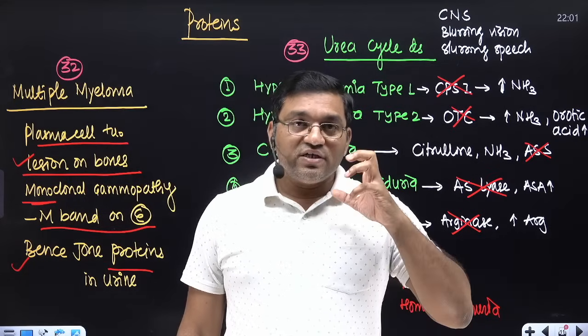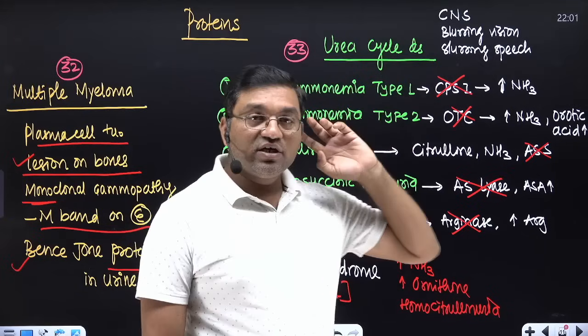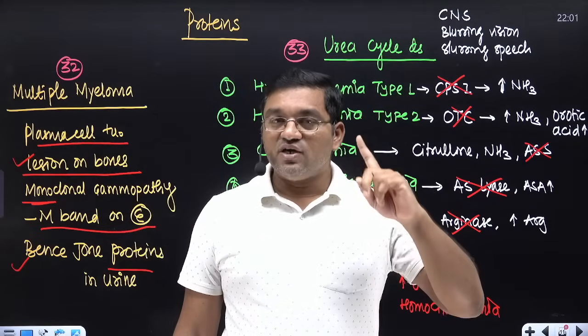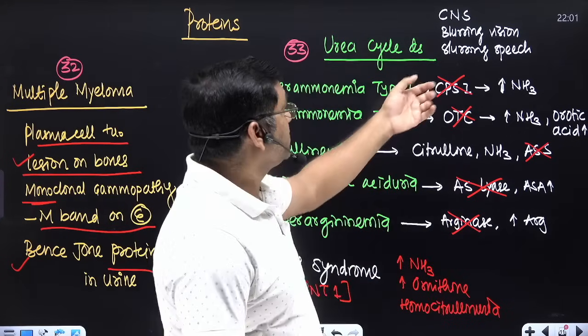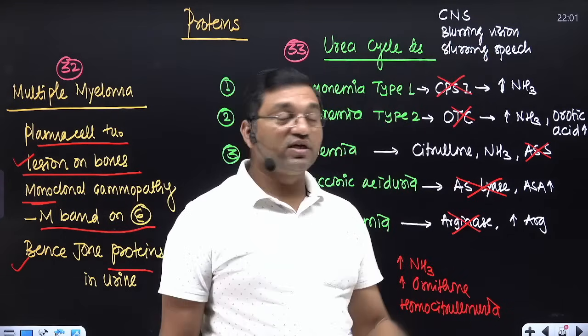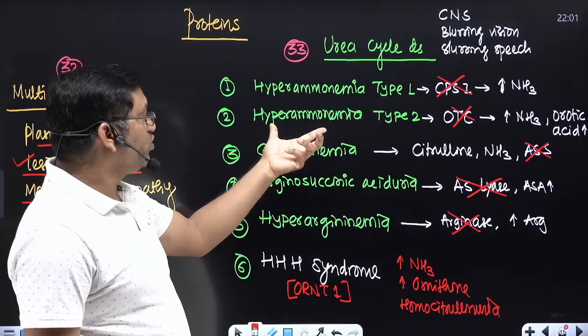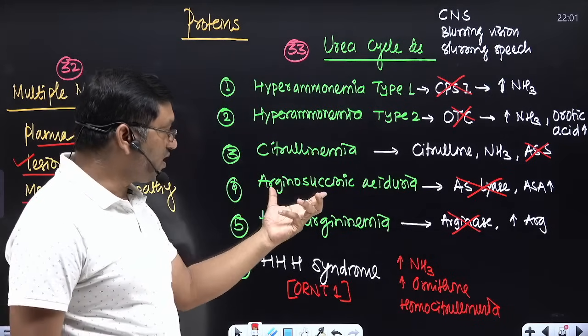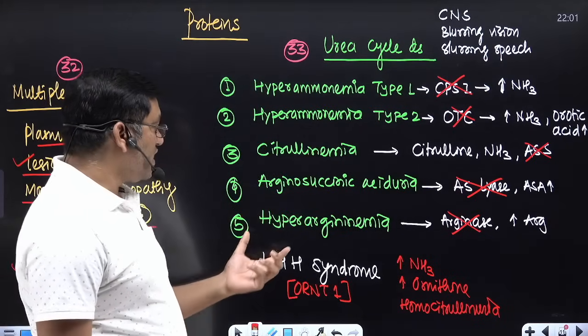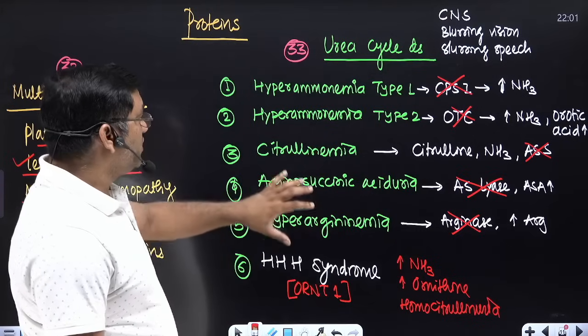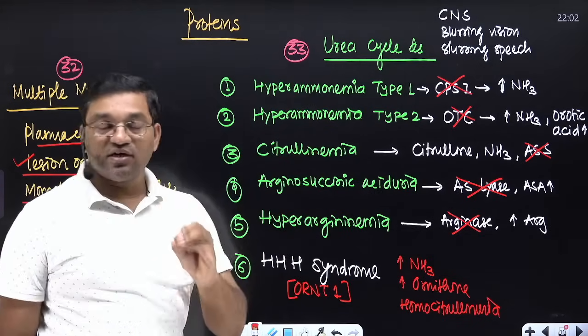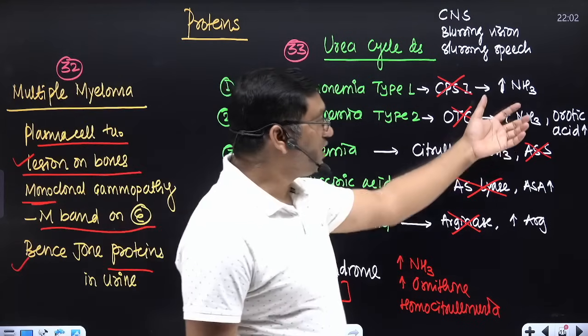So whenever there is increase in the ammonia level, you can think about the urea cycle disorder, and it also gives CNS manifestations in the form of blurring of vision and slurring of speech. These are the disorders: hyperammonemia type 1, hyperammonemia type 2, citrullinemia, arginosuccinic aciduria, and argininemia. These are the 5 urea cycle disorders in which there is increase in the NH3 level.